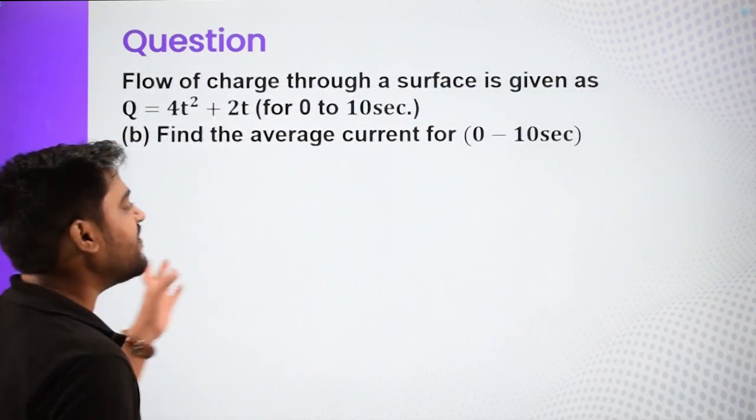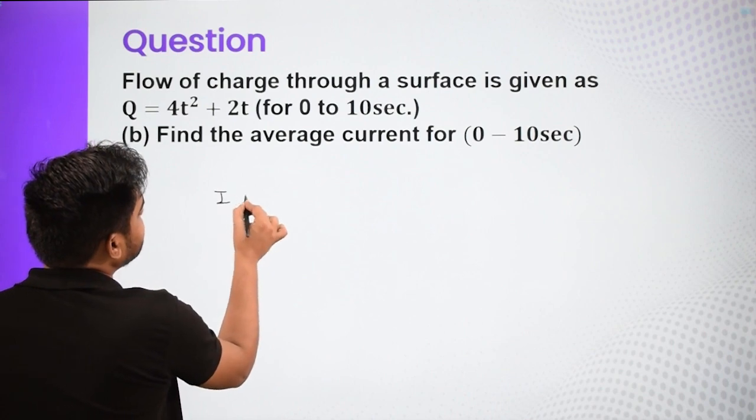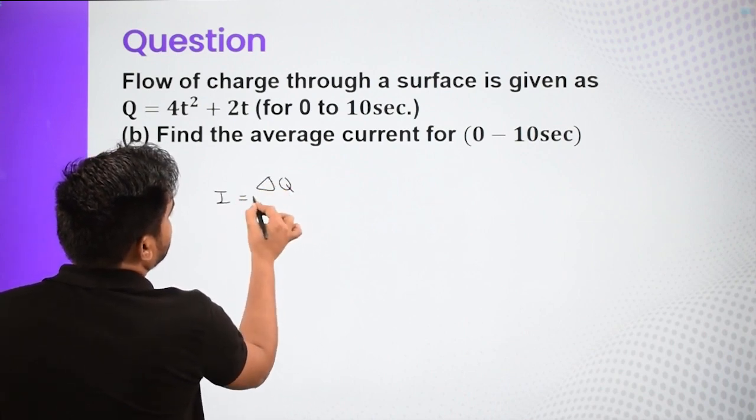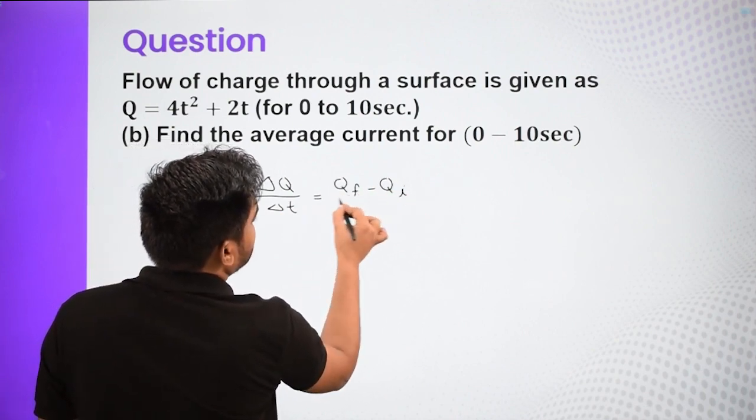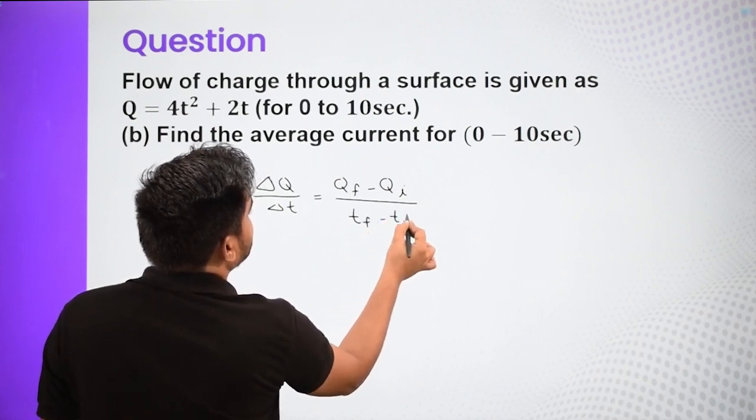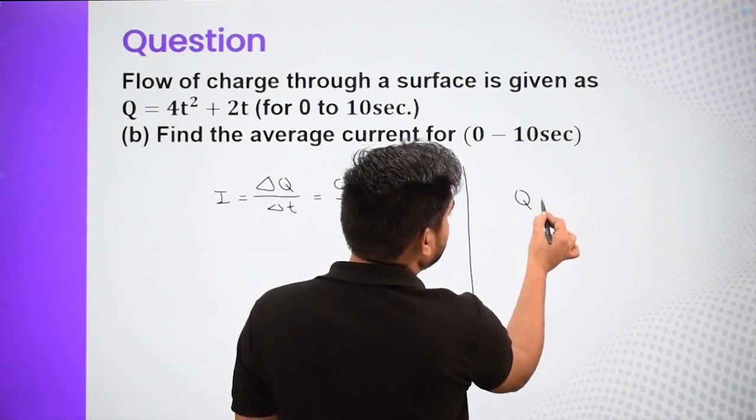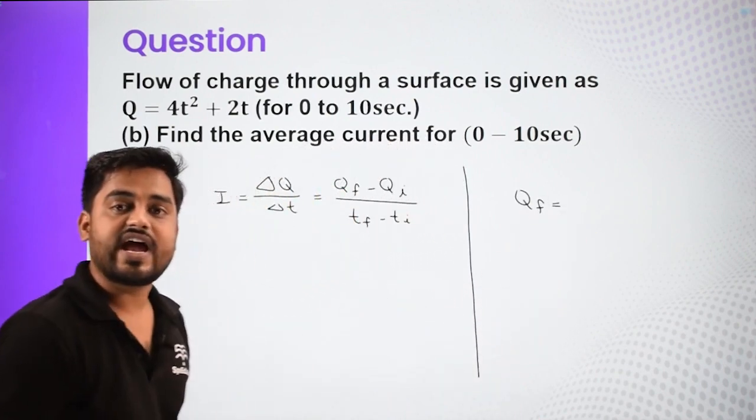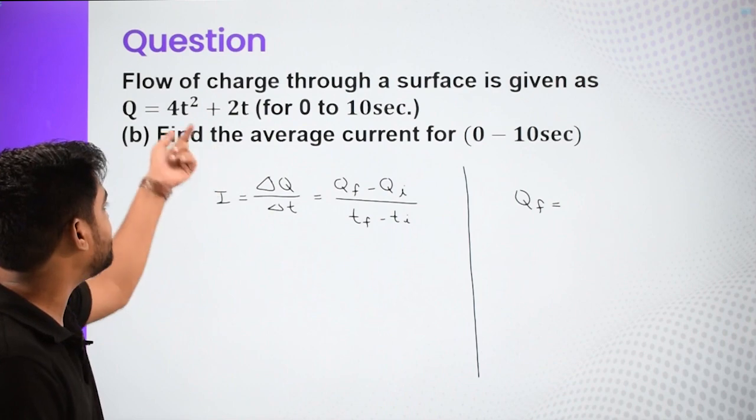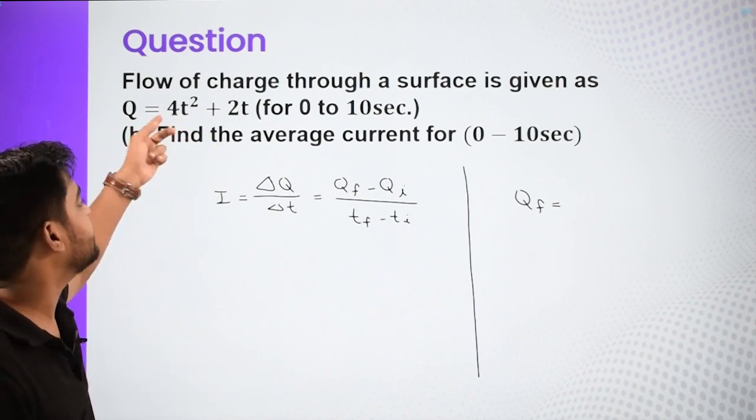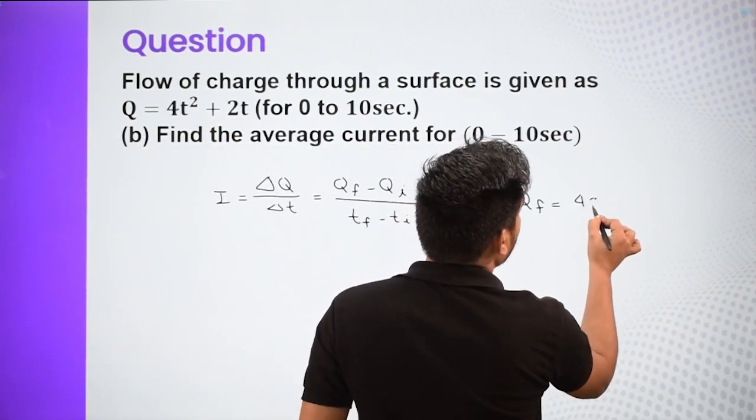Next is find the average current for 0 to 10 seconds. How do we get the average current? Average current is defined as delta Q divided by delta T, or you can say Q final minus Q initial by T final minus T initial. What is our Q final? Our Q final is nothing but the charge at T is equal to 10. So this is the charge through a surface, right? If you put the value of 10 over here, this is 10 square, so this is 400 and this is 10 into 2, so 20, 420. So total charge which is flowing is 420 coulomb.